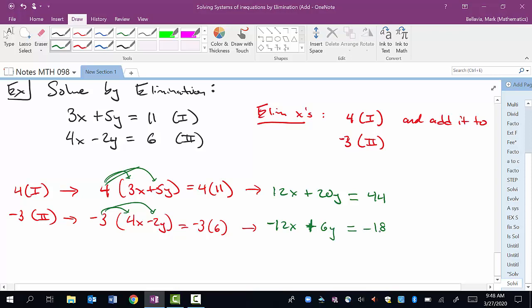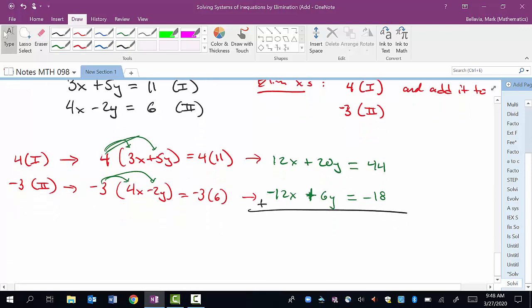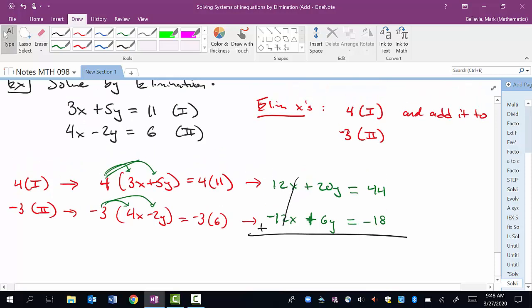Once you've done it, remember what we're doing. We're doing the elimination method, which means we're adding. Elimination is also called addition. Adding these back together, 12x plus a -12x, that's 12x minus 12x. They cancel to a 0, which is good. Our goal was to eliminate x's, so they eliminated. If they didn't eliminate here, you would have to go find an error that you made. Positive 20y plus 6y is a positive 26y. It's equal to 44 minus 18, which ends up being a positive 26.